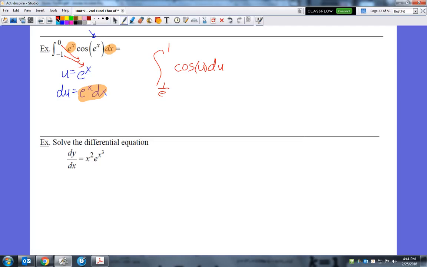Well, by now you should know the integral of cosine is sine. So sine of u evaluated from 1 over e to 1, we could say is going to equal sine of 1 minus the sine of 1 over e. And as weird as this looks, this is your correct answer.